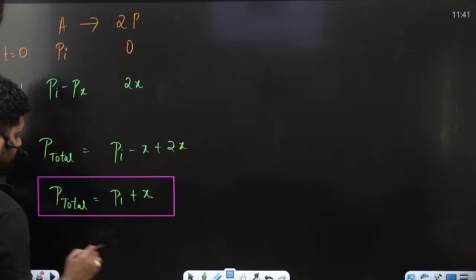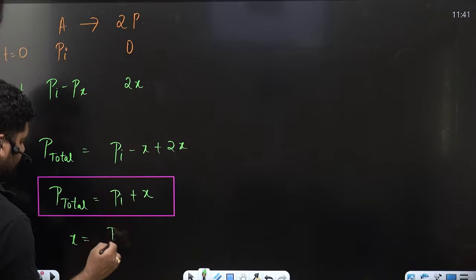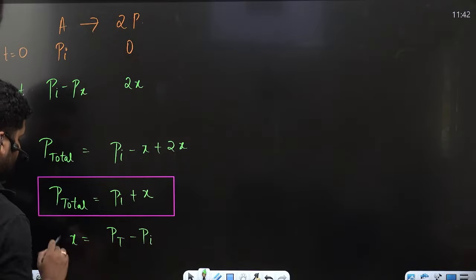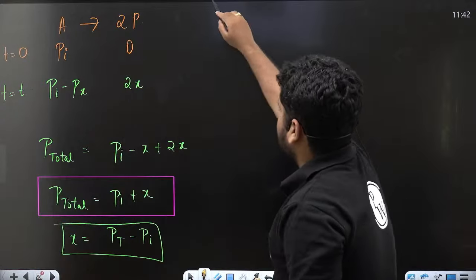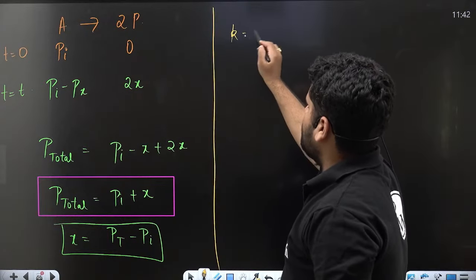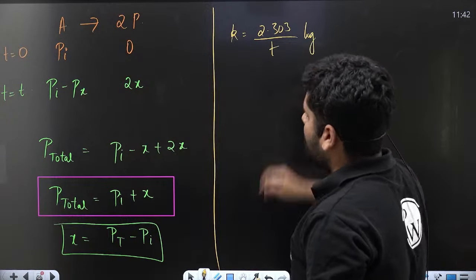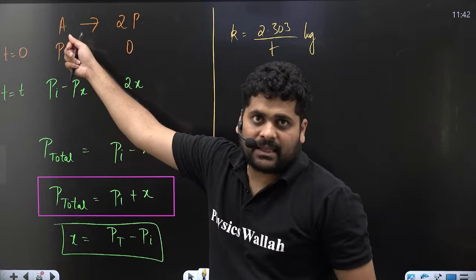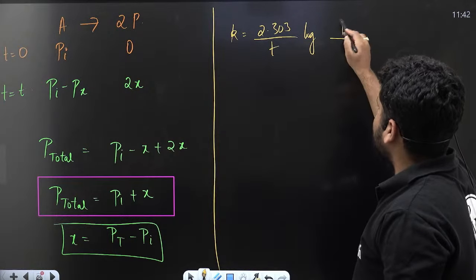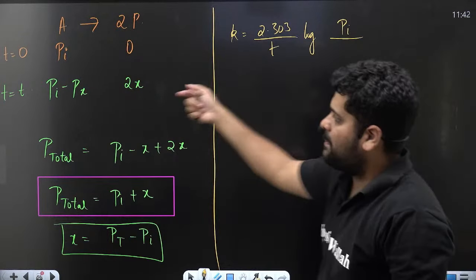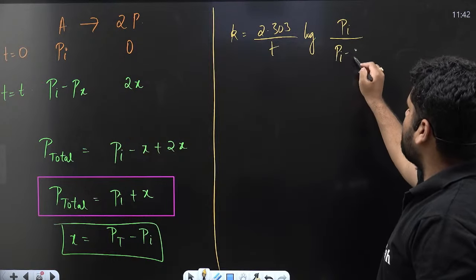Now from this we can get the value of x. X is equal to P total, I'll just write it as Pt, minus Pi. X is Pt minus Pi. Now how would you write it for a first order reaction? K is equal to 2.303 by t log C naught by Ct. We do not have C naught over here, we have P, so we will write it as log of the initial pressure, which is Pi, and after some time the pressure is Pi minus x, isn't it? So Pi divided by Pi minus x.